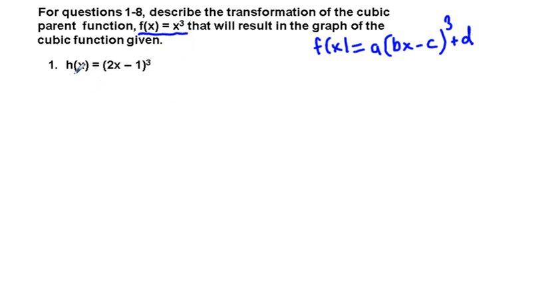So I'm going to go over about half these problems. I think I'll do the odd number problems, maybe with the exception of number 11. So 1, 3, 5, 7, 9, and I might get 11 started. So here we have h of x equals quantity 2x minus 1 cubed. And what do these different things cause the function to do versus f of x equals x cubed?